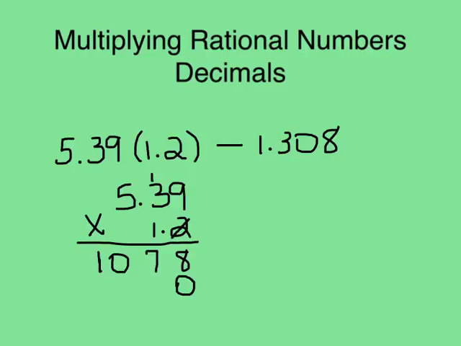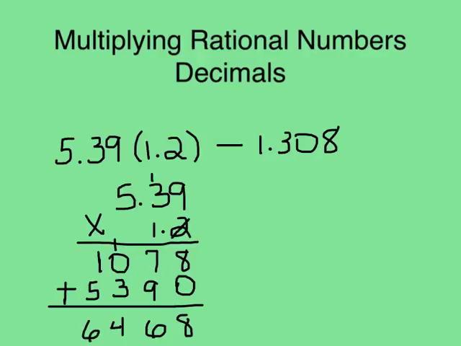And now I'm going to begin multiplying by my tens. So 1 times 9 is 9. 1 times 3 is 3, and 1 times 5 is 5. And now I add. 8 plus 0 is 8. 7 plus 9 is 16. 1 plus 3 is 4, and 1 plus 5 is 6.